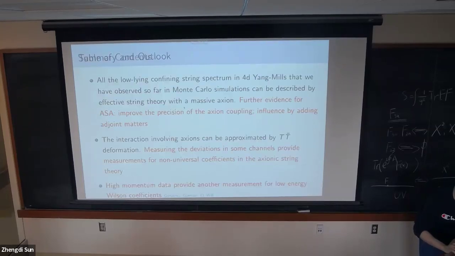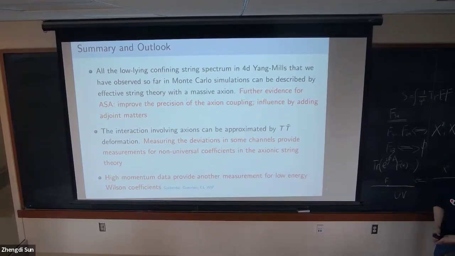Okay, finally, I'll go to summary. In this work, we have shown that all the low-lying confining string spectrum in the 4D SU(N) gauge theory that we have observed on the lattice can be described by the formalism of effective string action with the introduction of a worldsheet axion. So we don't see any more low-lying excited states, low-lying massive modes, which agrees very well with the axionic string ansatz, saying that we only have enough resonance, like matter content in the flux tube to make it integrable at high energy.